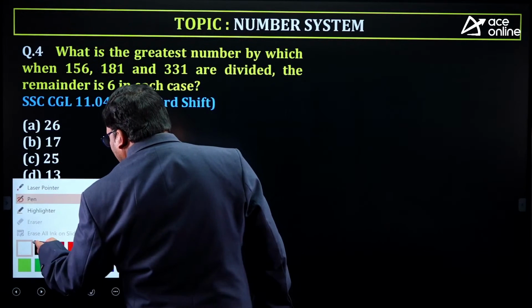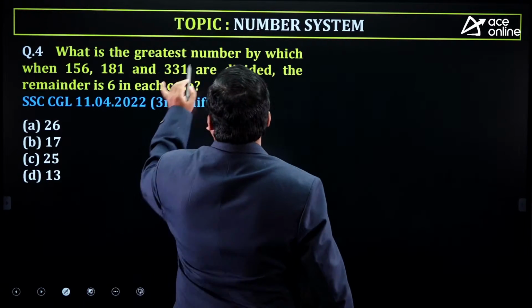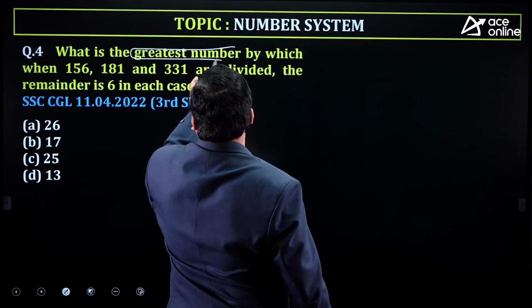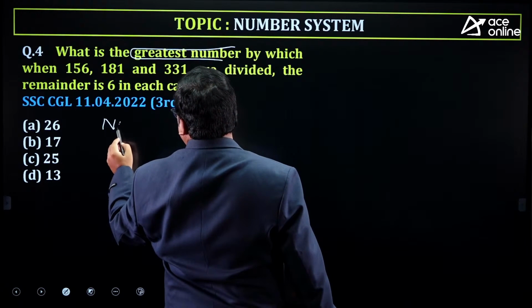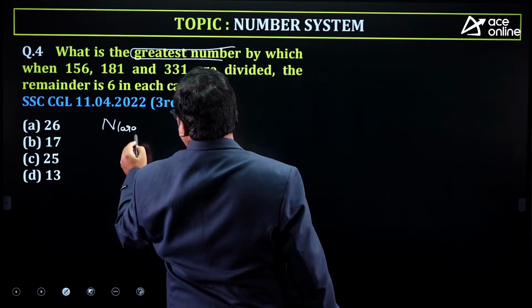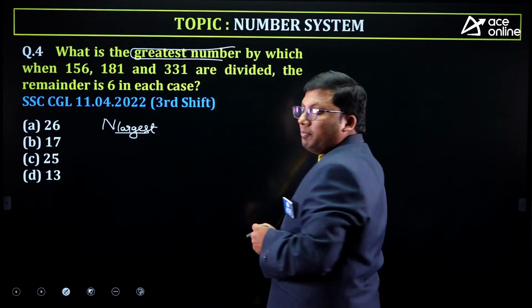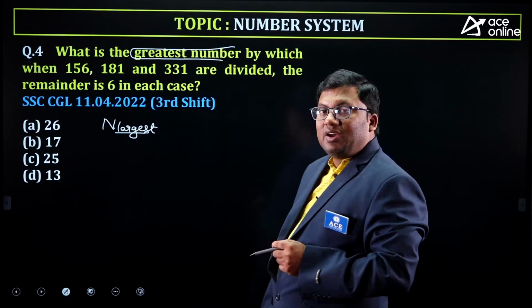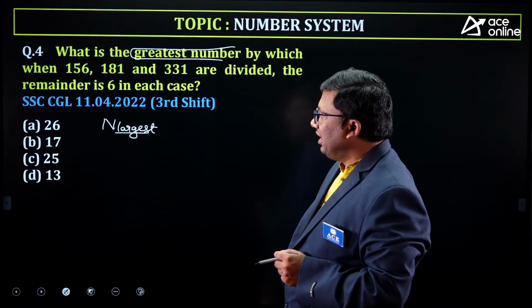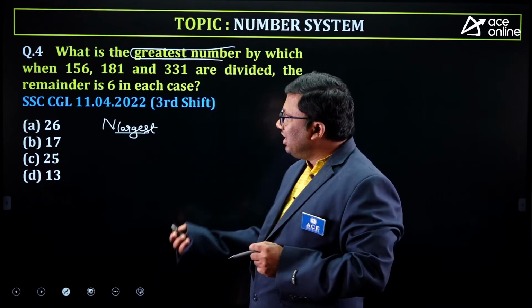Question 4. Read the question. What is the greatest number? I want the largest value by which 157, 181 and 331 leaves a remainder 6 in each case.